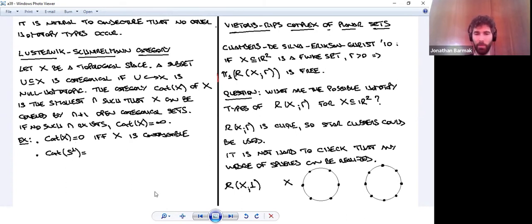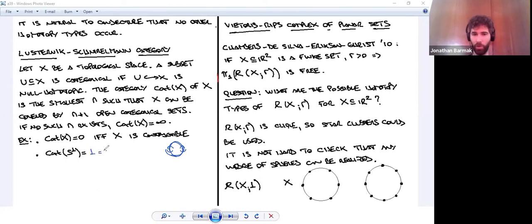What can we say about a one-dimensional sphere? We know that it is not contractible, so the category is greater than or equal to 1. And of course, we can cover this with two open contractible subsets, this one and that one. So the category will be smaller than or equal to 1, so it is 1.